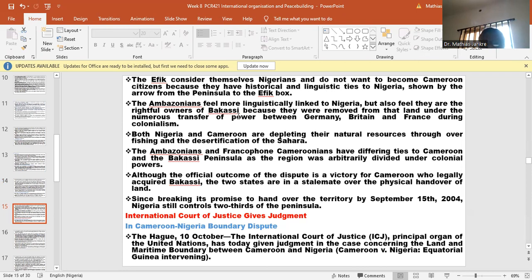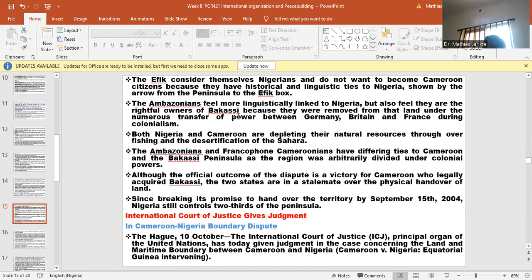The Anglophones feel more linguistically linked to Nigeria, but also feel they are the rightful owners of Bakassi because they were removed from that land under the numerous transfers of power between Germany, Britain, and France during colonialism. Both Nigeria and Cameroon are depleting their natural resources through overfishing and the desertification of the Sahara. The Anglophones and the Francophone Cameroonians have differing ties to Cameroon and the Bakassi Peninsula, as the region was arbitrarily divided under colonial power.